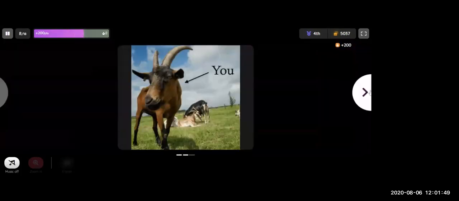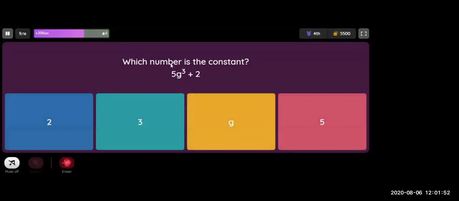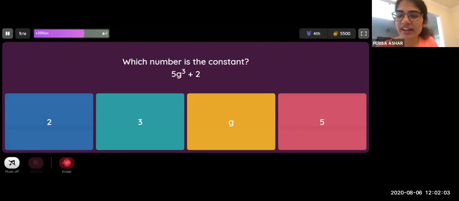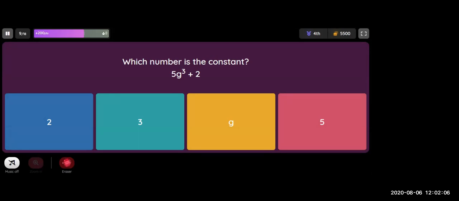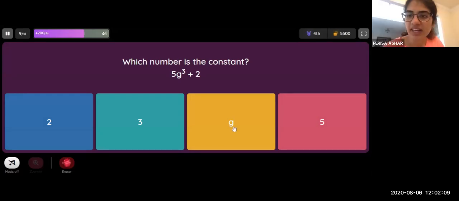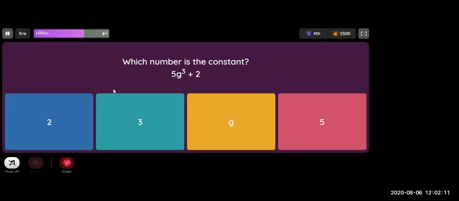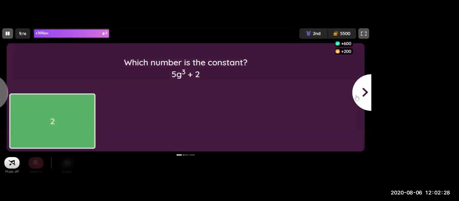So let's continue. Okay, what is the constant? Okay, I think Avi got it first. Yes, Avi got it first. So good job. It is 2, because the constant is a number which is not the coefficient. The coefficient is 5 because it's next to the variable. And 2 is just a number that's outside that term. So it is 2. Good job to whoever got it right.